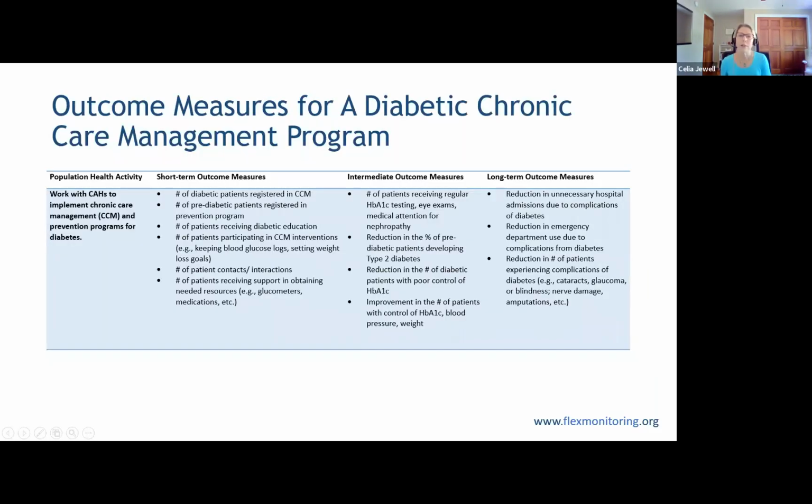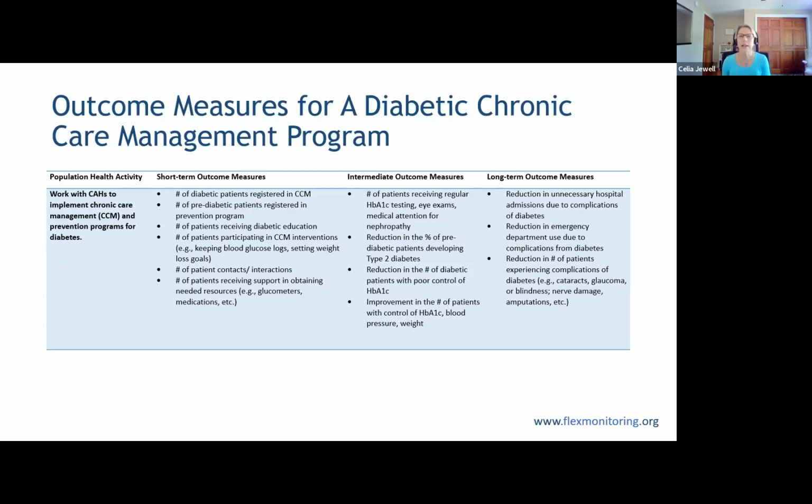When choosing outcome measures for your population health initiatives, we recommend you include short-term and intermediate outcome measures to connect your activities to your desired long-term outcomes. This creates a chain of evidence to document the impact of your program. Here's an example of a chain of short, intermediate, and long-term outcome measures for a chronic care management and prevention program that's targeted specifically for diabetes.